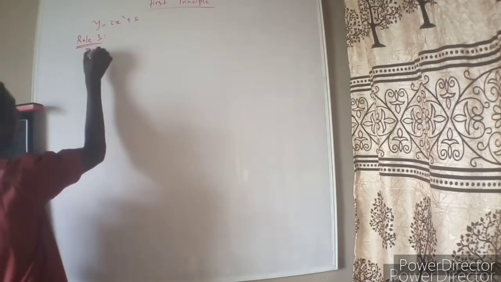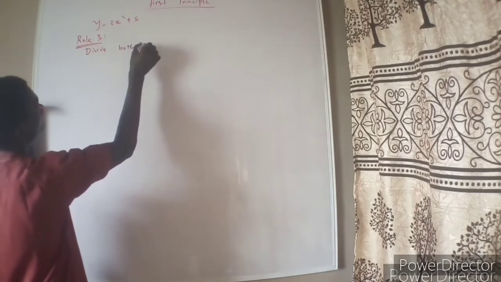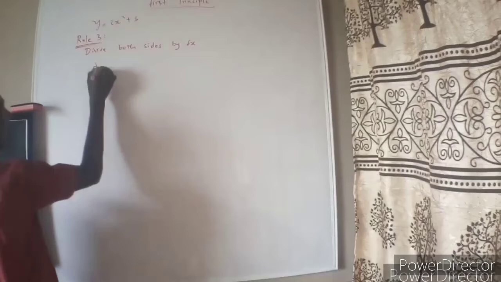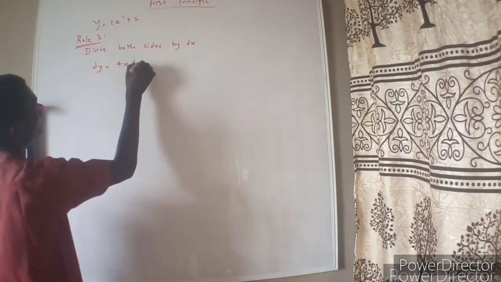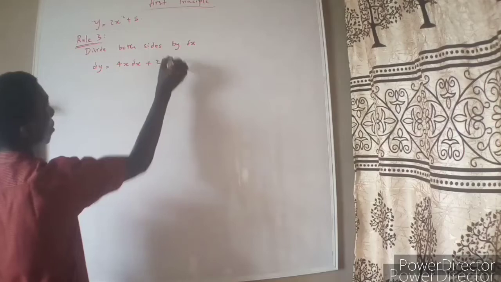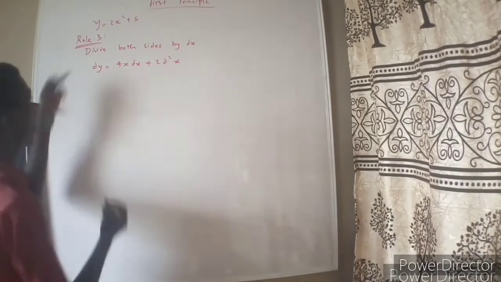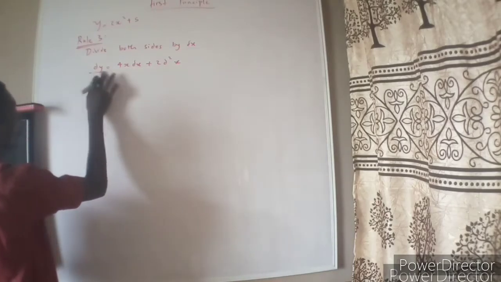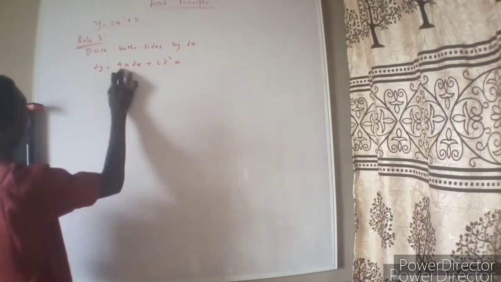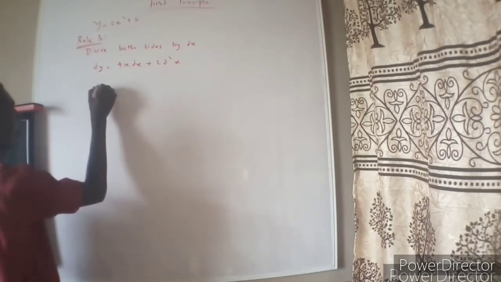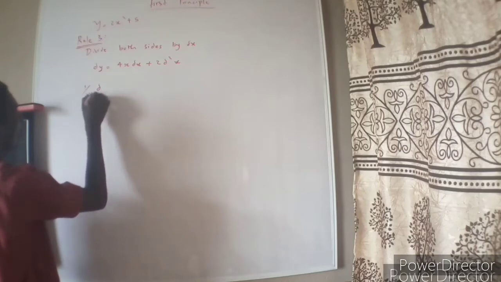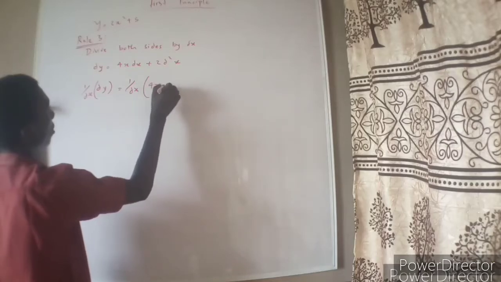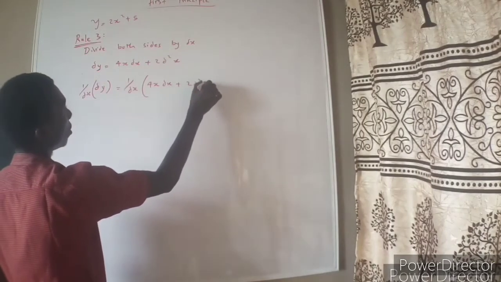It says divide both sides by delta x. You know, previously we have delta y equals to 4x delta x plus 2 delta 2x. So now the way we divide, once we apply this rule, it becomes then by delta x. Okay, let me not apply it directly so it will be easy to understand. So once I apply this rule, it will become 1 over delta x into brackets delta y equals to 1 over delta x. So I get 4x delta x plus 2 delta 2x.